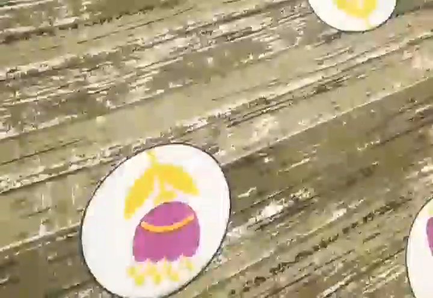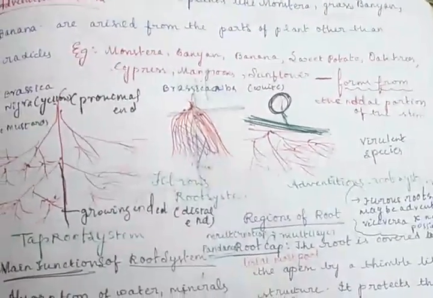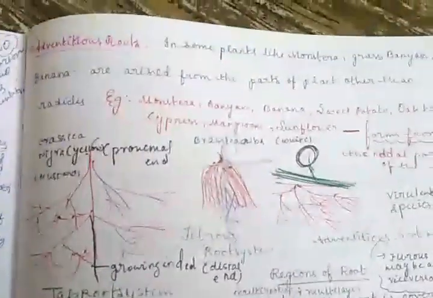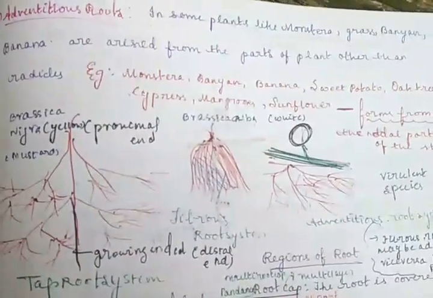Can you guess what that root system is? Can you guess what is the type of root system? Can you guess? Okay, time is up. The root system is adventitious roots. In some plants like monstera, banyan, banana, grass, etc., the root system arises from parts of the plant other than the radicle.